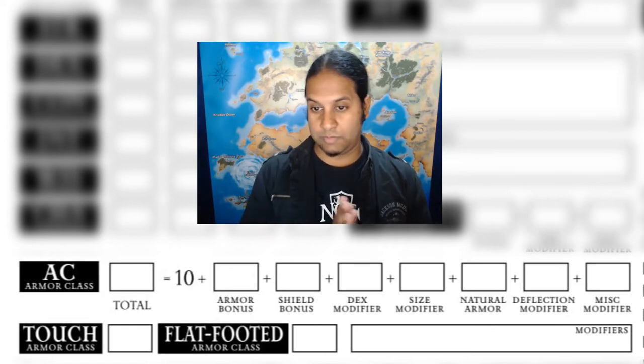So starting from left to right, you have your total armor, which is, of course, your base armor that adds all of your little factors. Next is 10, which is our starting value. No one starts below 10. You just have 10. Armor bonus, which, of course, is the armor you are wearing, the physical suit of armor that you have. The shield bonus, which is granted by whatever shield you have.